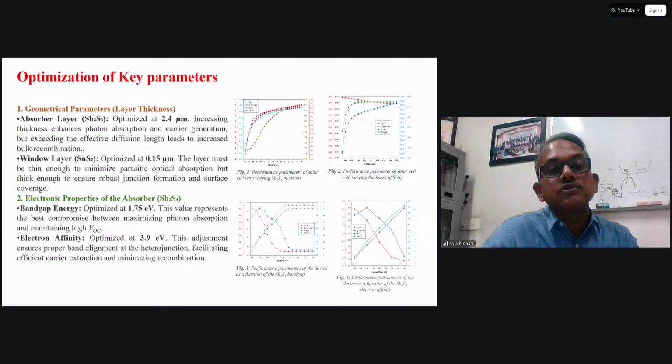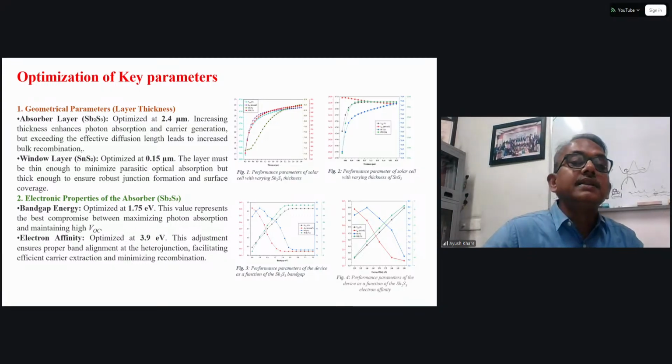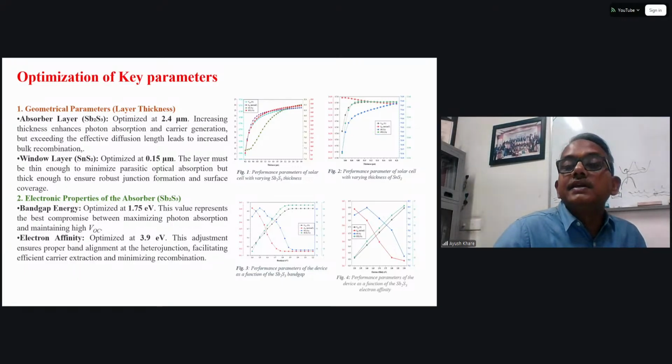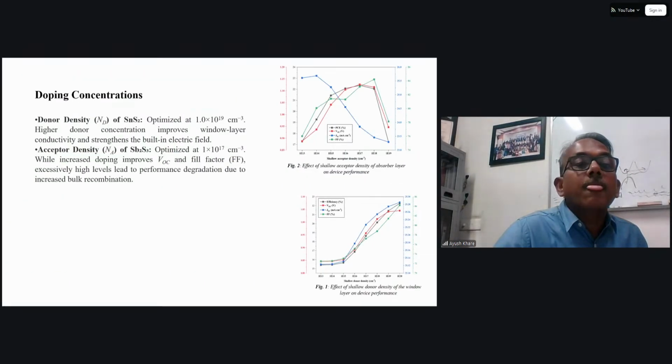The absorber layer we have taken as Sb2S3, as I told you. The window layer's job is to absorb photons and to transfer them to the Sb2S3 layer. Electrical properties, with a band gap of 1.75. Electron affinity we have considered as 3.9 electron volt, and we have witnessed a reasonable enhancement in the cell parameters.